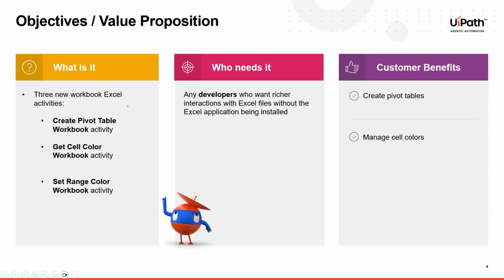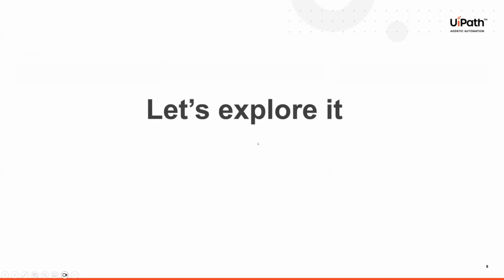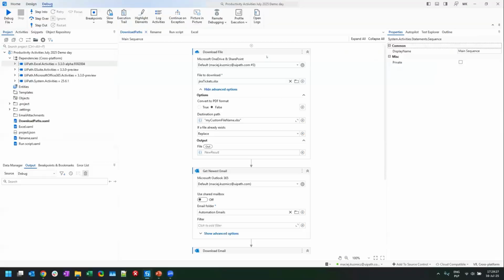Same can be said about the Excel package. This is the package that allows you to interact with Excel also without having Excel installed on the robot machine. And we added 3 activities so that you can now create your pivot tables and set and get your cell colors. Once again, customer requests, and we delivered. So let's have a look at how exactly it works.